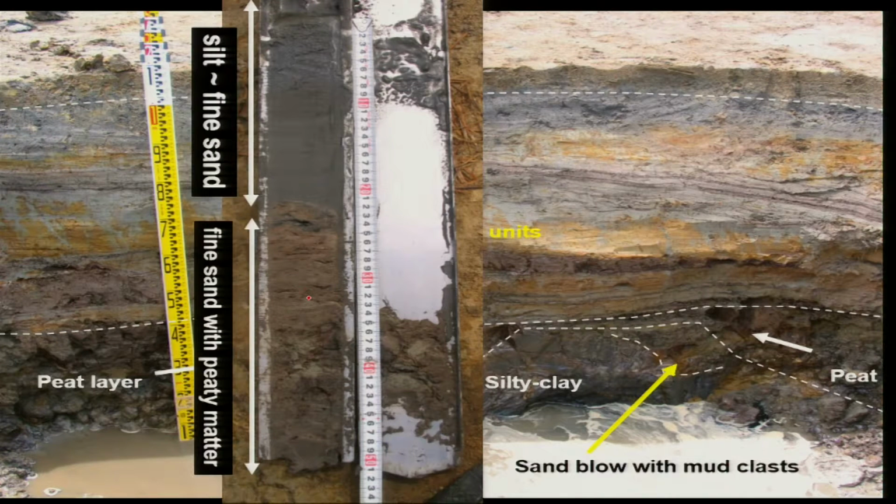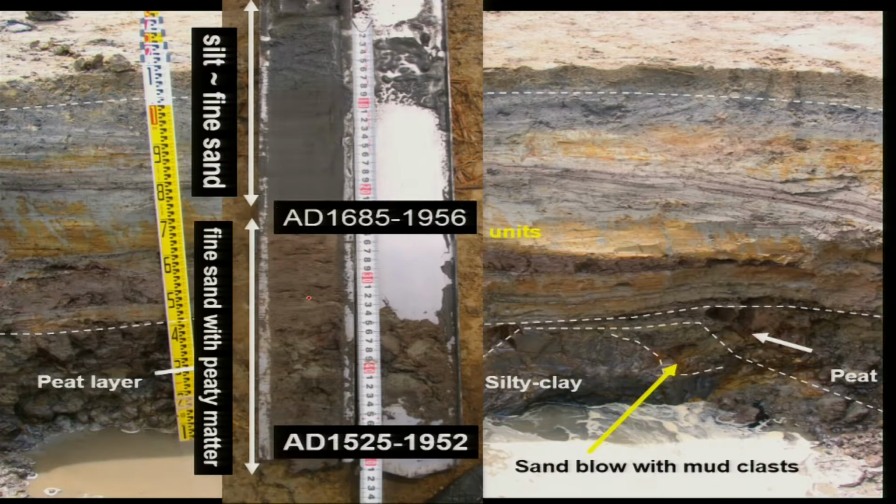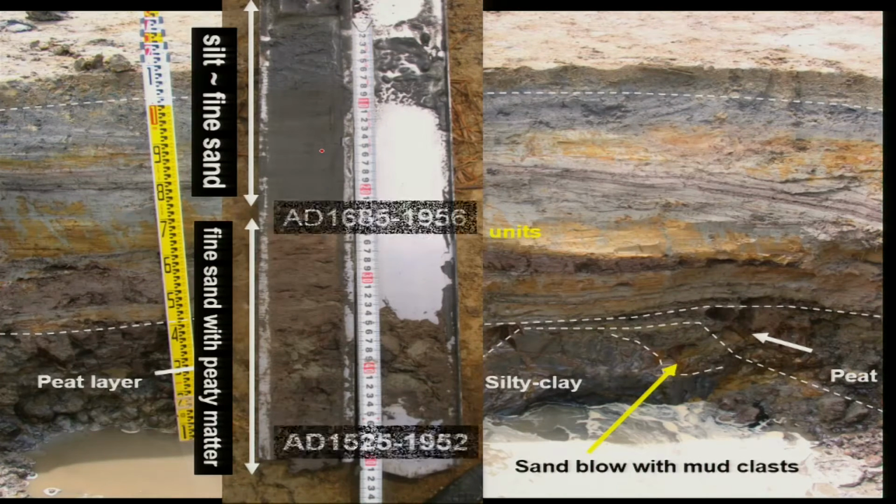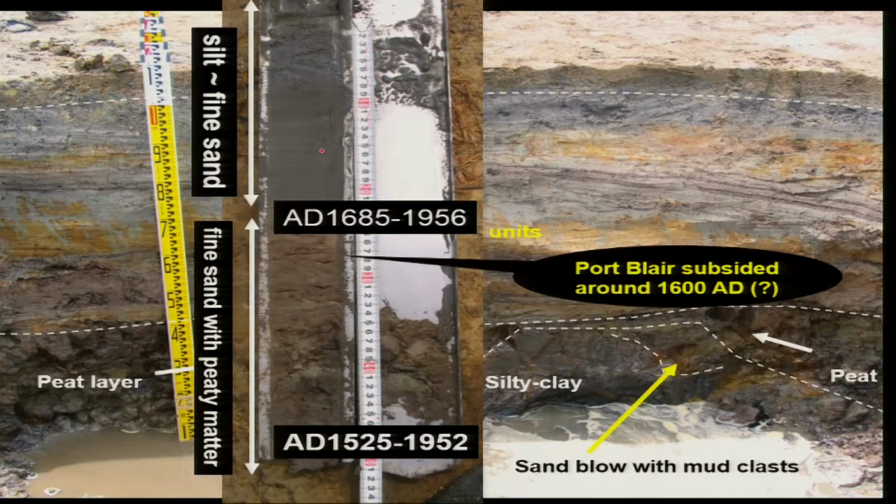This we classified as PT and these layers. Then we have the ages, which indicate an event here. The ages from this layer suggest that there was an event close to 1600 AD. So this is a very good indication of past tsunamis in this region.